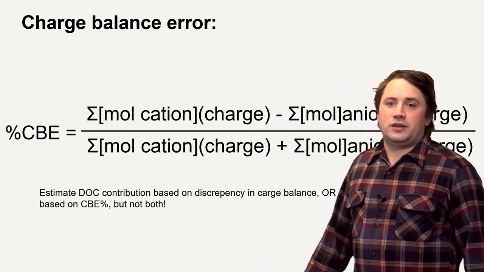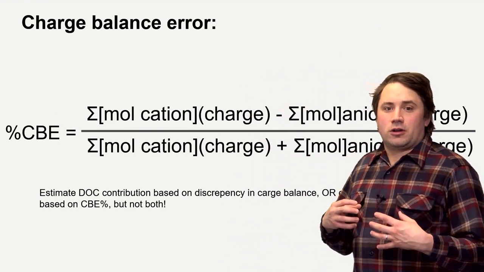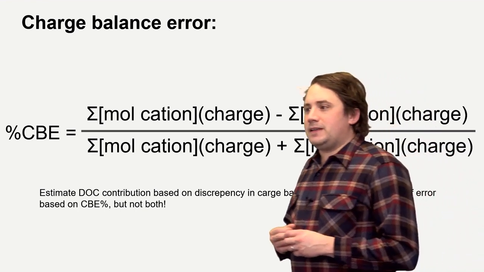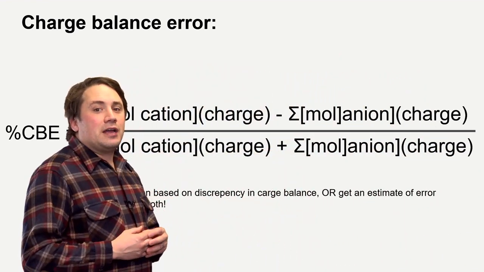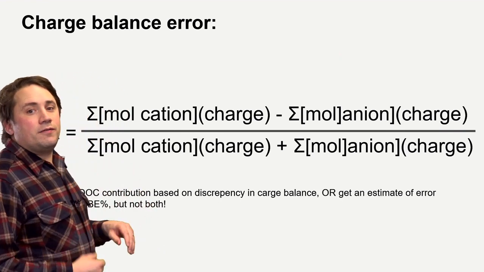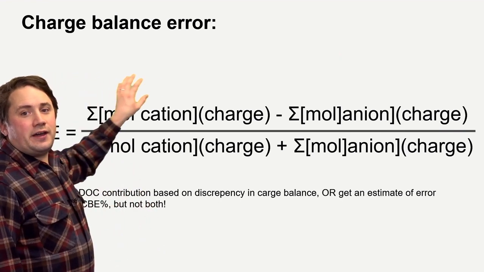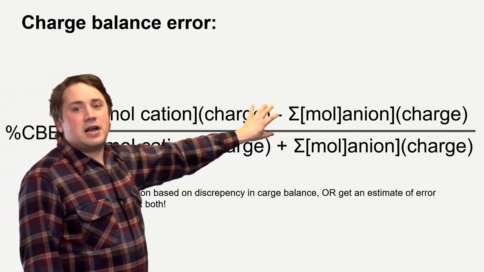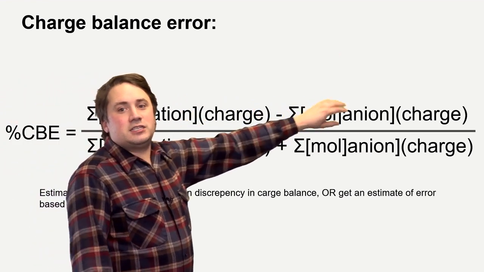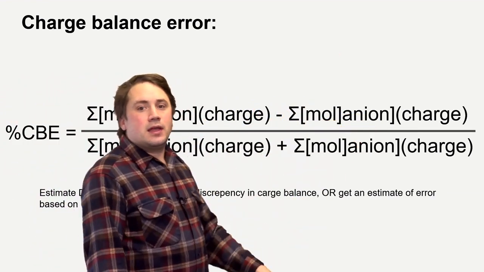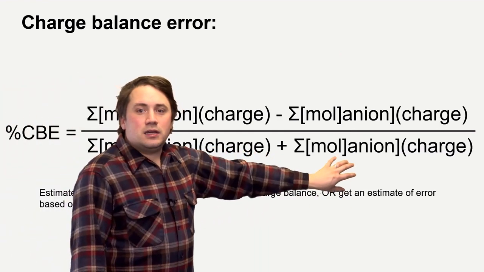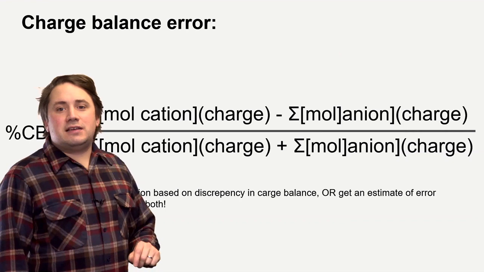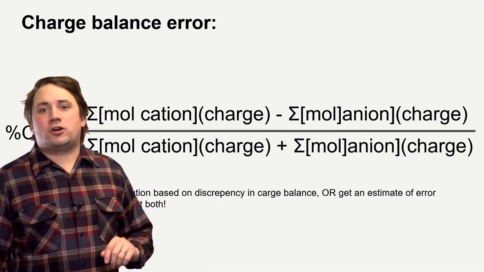Another thing that you can do is you can calculate charge balance error. And this is an indication of the completeness of your water chemistry analysis. So if you sum all the moles of cations multiplied by their charge and subtract the sum of the moles of anions multiplied by their charge, and then divide this by these two same sums added together, this gives you a relative amount of error in your charge balance.